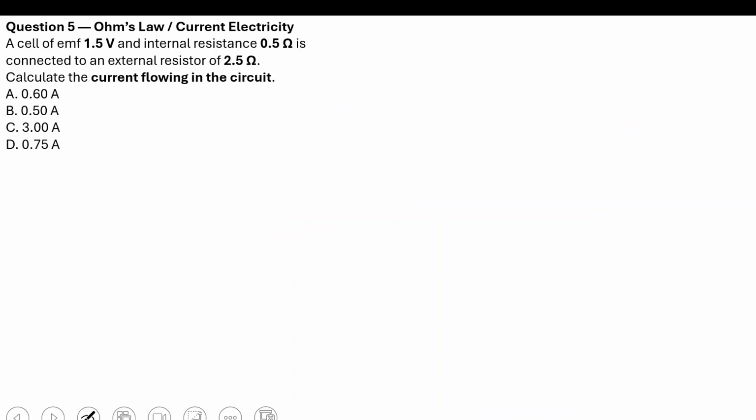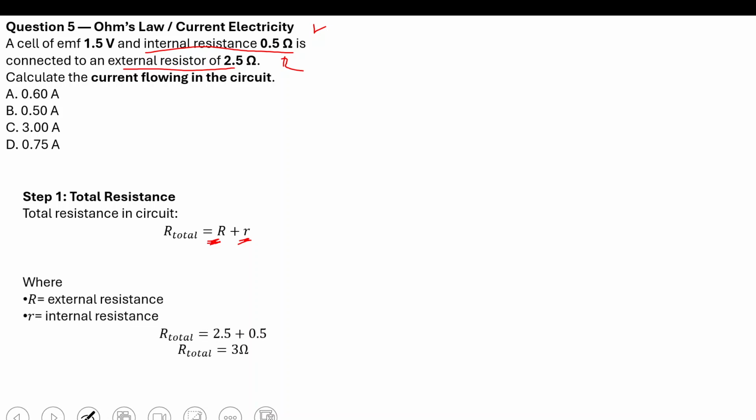Okay, number five is all about Ohm's law and current electricity. It goes like this. A cell of EMF 1.5 volts and internal resistance 0.5 ohm is connected to an external resistor of 2.5 ohm. Calculate the current flowing in the circuit.